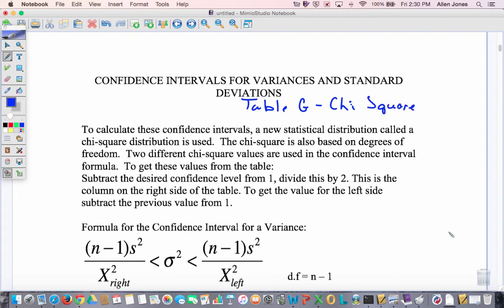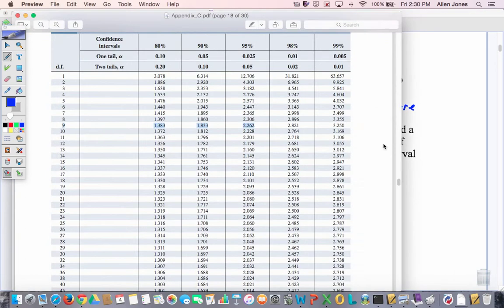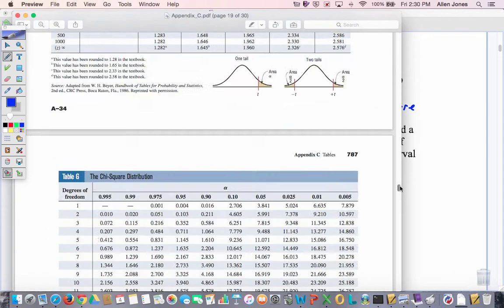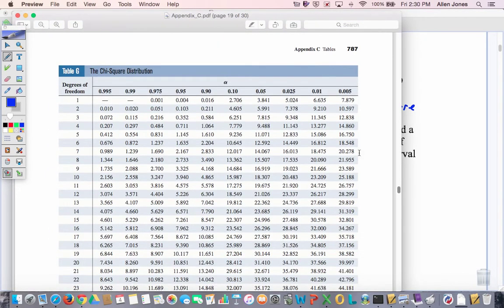Take a quick look at our chi-square distribution table. It's table G, so table G is right here. You can see the chi-square distribution label right up here, table G. Much like our t-distribution, our chi-square distribution is based on degrees of freedom. Our degrees of freedom here are simply our sample size minus 1, so that should be pretty easy to come up with.